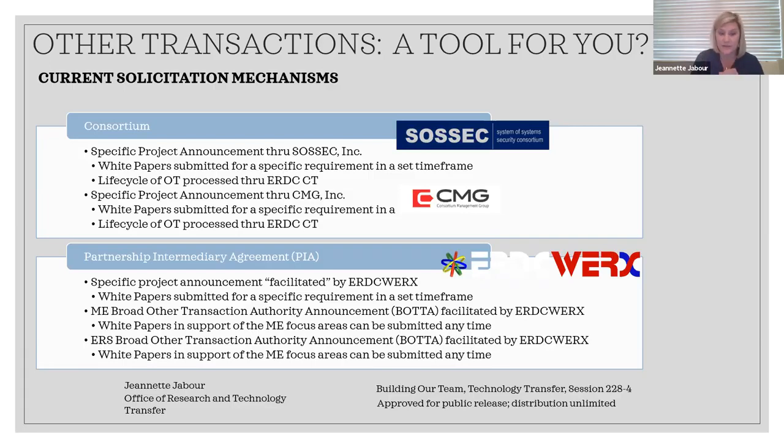But then we also have the CMG, which is for seed, and they have about 14 to 18 categories or focus areas under them as well. Those have to be specifically submitted to those particular organizations, and there is a joining fee for those. Okay, so consortiums are nice. They're good to have a good relationship with other industries or non-traditional contractors. But we also, Laurie mentioned the partnership intermediary agreement.